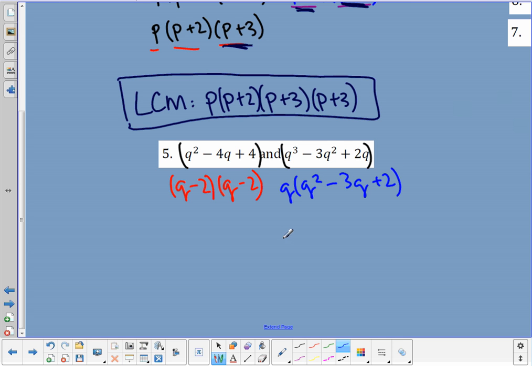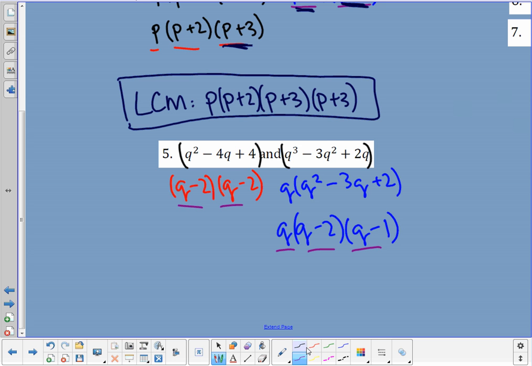And then I also need to factor what's left over. So q squared minus 3q plus 2. I want a product of 2, sum of negative 3. I still have that q that I pulled out front. I need negative 2 and negative 1. Q minus 2, q minus 1. Okay, so this is the list of factors for the one on the left. This is the list of factors for the one on the right. I have 2 factors over here, 3 factors over here.